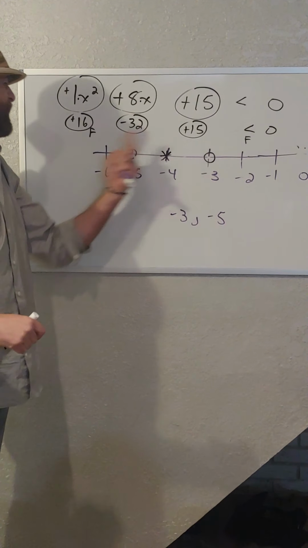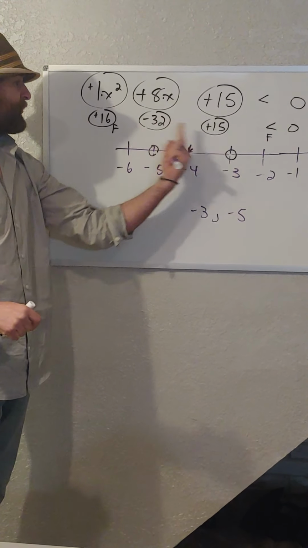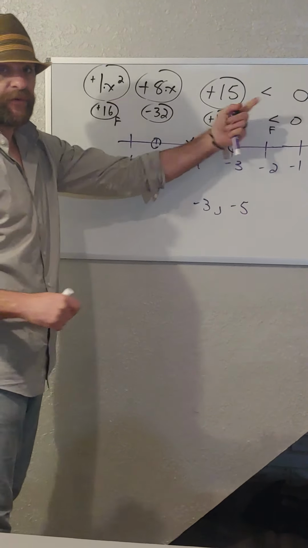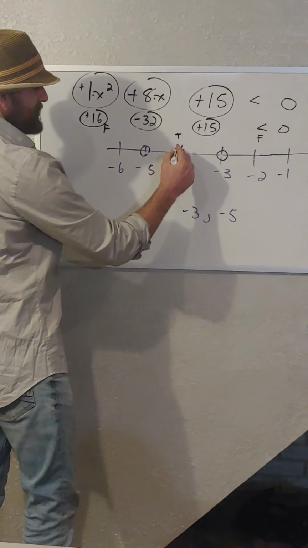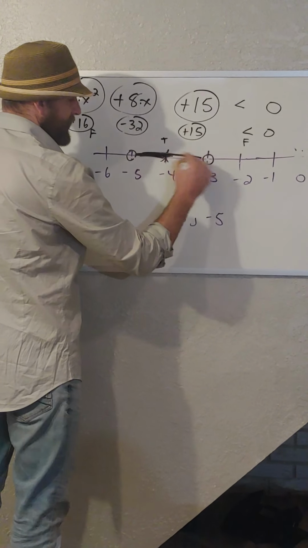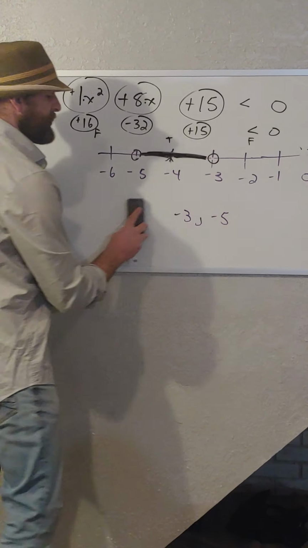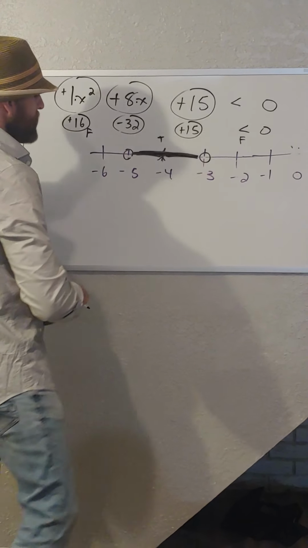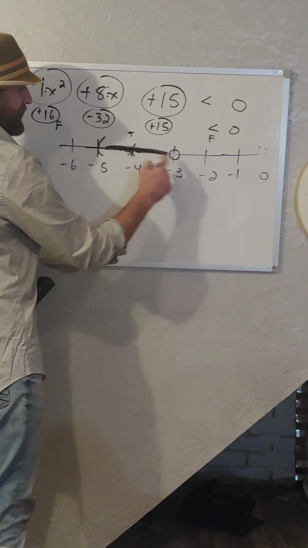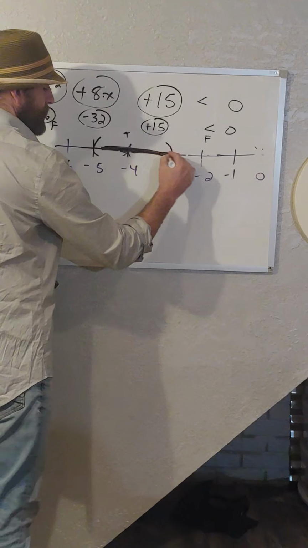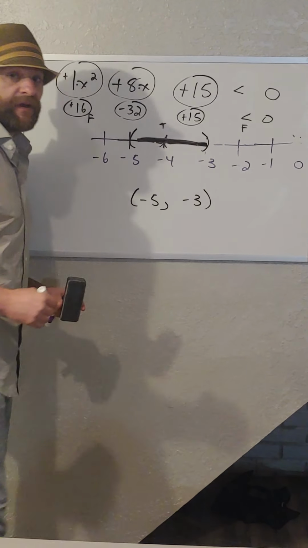And when you t-chart these all together, you're going to get a -1, and -1 is less than 0. That's true. So since that's true, you shade in the section that's true, which will be this right here. And remember, if they wanted you to put this in interval notation, these would not be circles, these would be parentheses. And your interval notation would be -5, comma, -3, all in parentheses.